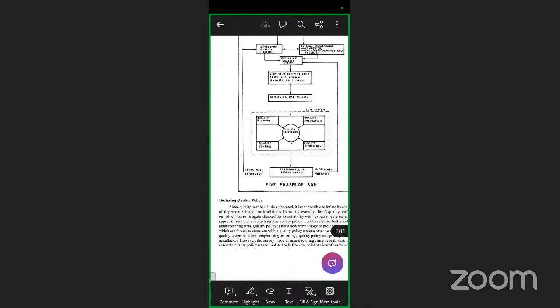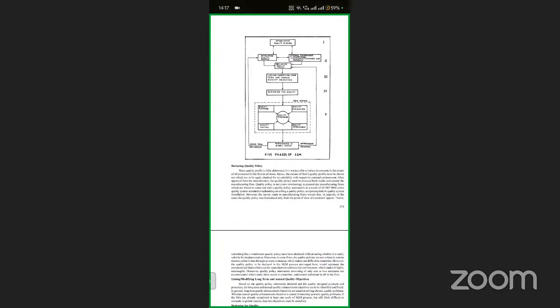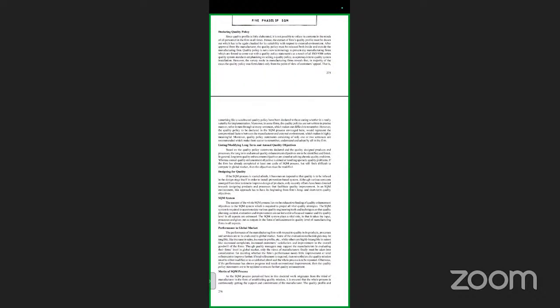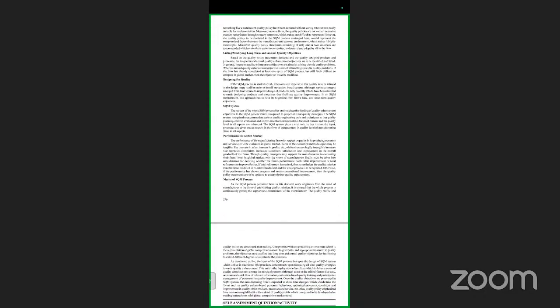So here are the five stages of the strategic quality management system: declaring quality policy, listing and modifying long-term and annual objectives, designing for quality and the strategic quality management system, and performance in the global market. The next concept is quality planning and roadmap. Here quality planning, quality control, quality improvement, we can call the Juran trilogy.